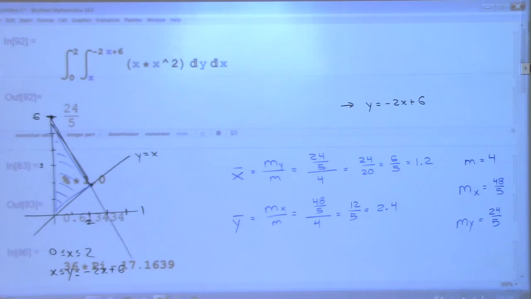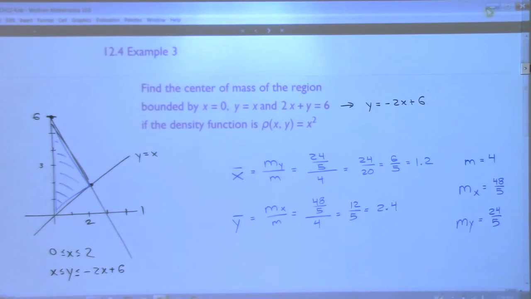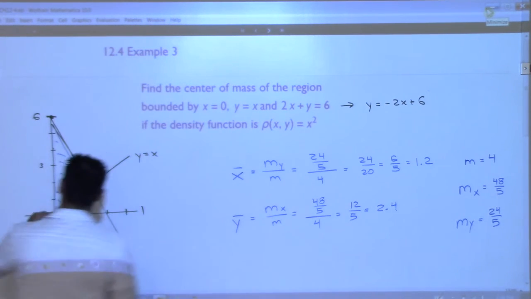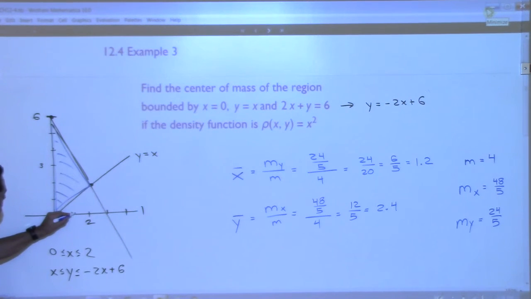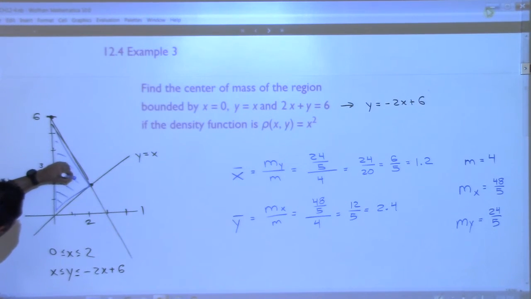So where is that center of mass then? It's at 1.2. 1.2 is somewhere around there, and then I go up 2.4. So 1, 2, 2.5, 2.4. Somewhere around there is our center of mass for this non-homogeneous lamina.